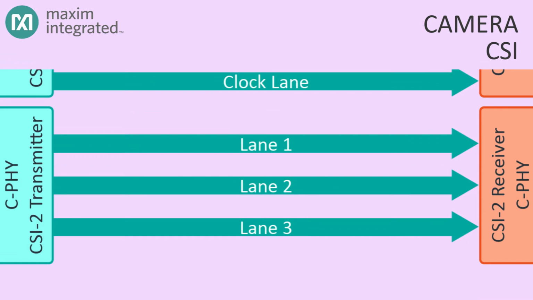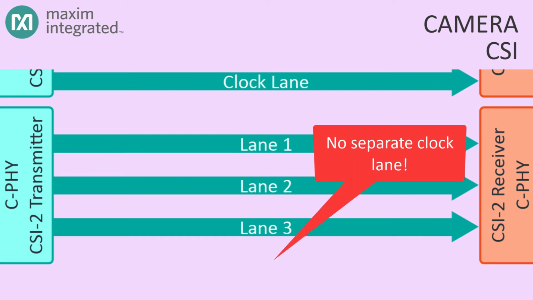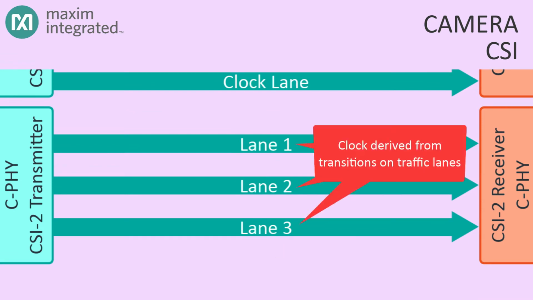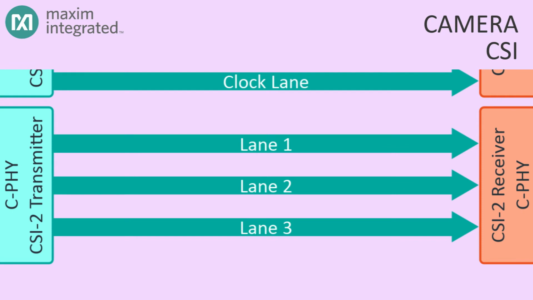CPHY is more complex. There is no independent clock lane. Instead, the clock is derived from the transitions on the data lanes. And the data lanes aren't strictly speaking differential. Each data lane is composed of 3 wires, not 2. The coding on the 3 wires of each lane makes data transmission a little more than twice as efficient compared to the DPHY, but at the cost of some pretty significant complexity.